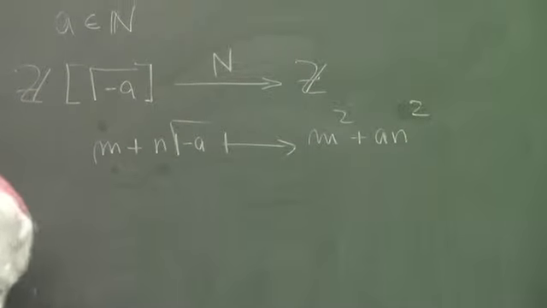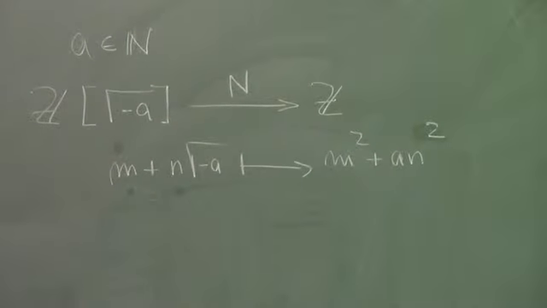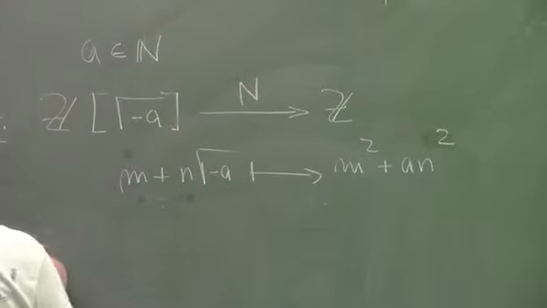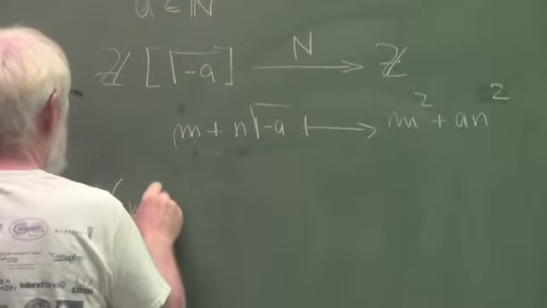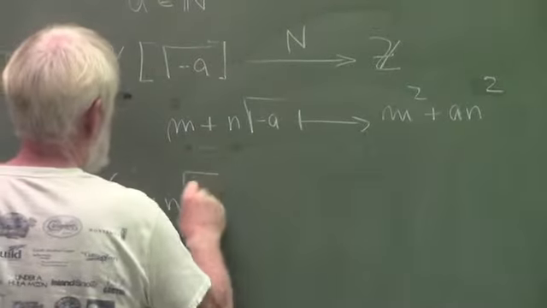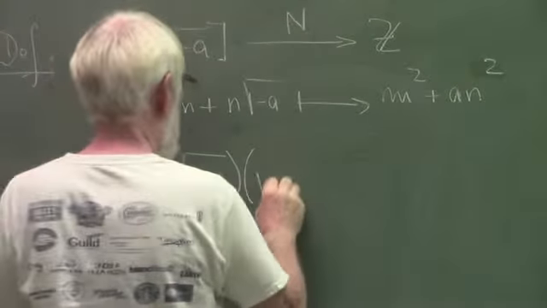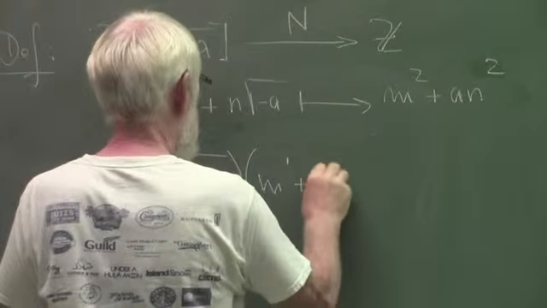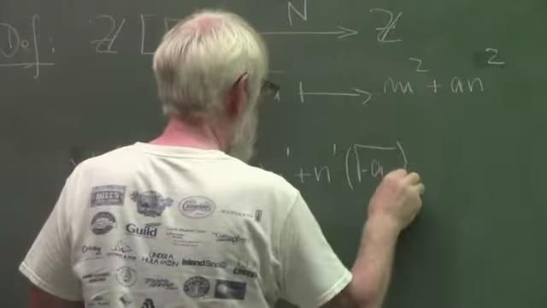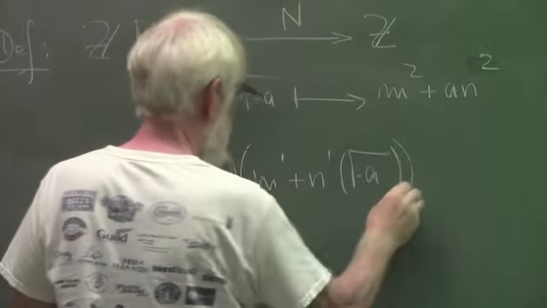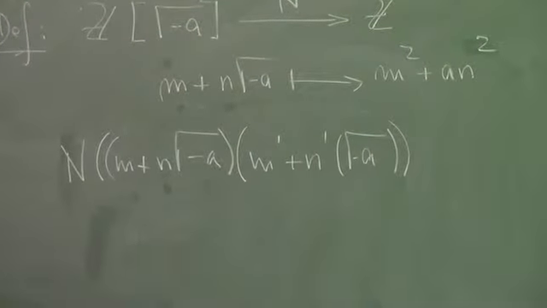You can, but then it won't. Well, let's keep going. Put it that way: N of M plus N square root of -8 times M prime plus N prime square root of -8, right? You wanted to work this out. Yeah.